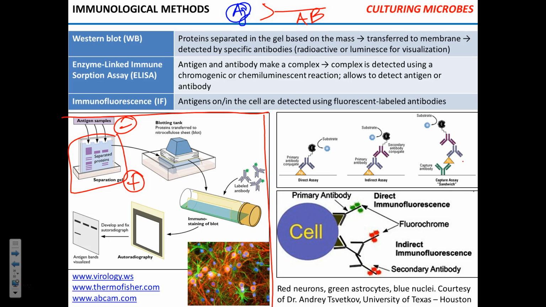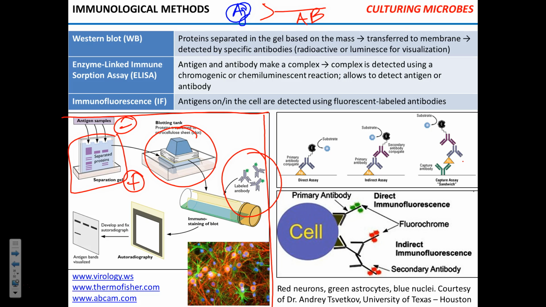What you do next is you take the gel and take a special membrane, a material that looks like paper, and you put gel and paper next to each other. You apply electricity again, and proteins go from the gel to that membrane. That makes sense? Now proteins are in the membrane, it's easy to handle, and you expose the membrane to the antibodies. Antibodies against the protein you are looking for.